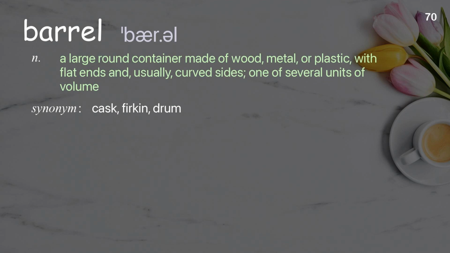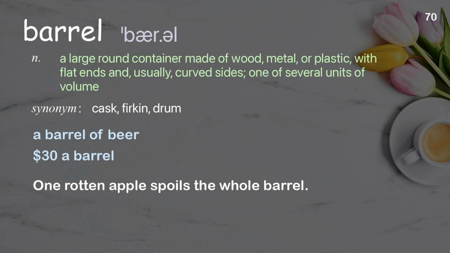Barrel: a large round container made of wood, metal, or plastic, with flat ends and, usually, curved sides; one of several units of volume. Examples: a barrel of beer, $30 a barrel. One rotten apple spoils the whole barrel.